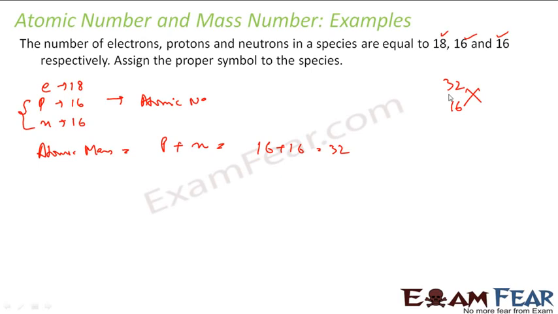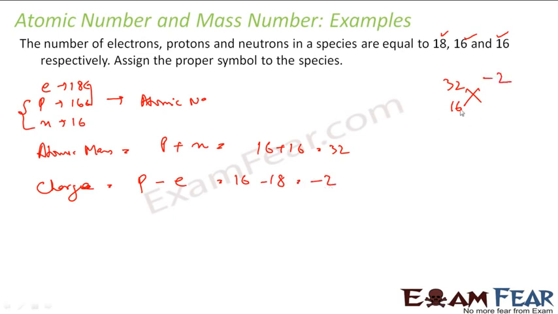Now let's check if we have charge on this. Is there a charge? The number of proton is 16, electron is 18. There is a difference. They are not same. That means there is a charge. So charge is nothing but my number of proton minus number of electron, that is 16 proton minus 18, that is minus 2. There is a minus 2 charge.